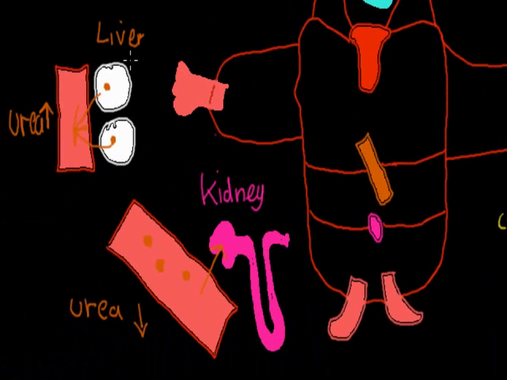Then we are at our liver. In our liver we produce urea. The liver produces urea, which means that our liver cells will dump urea from their cells into the bloodstream. So urea increases in our blood at the liver.